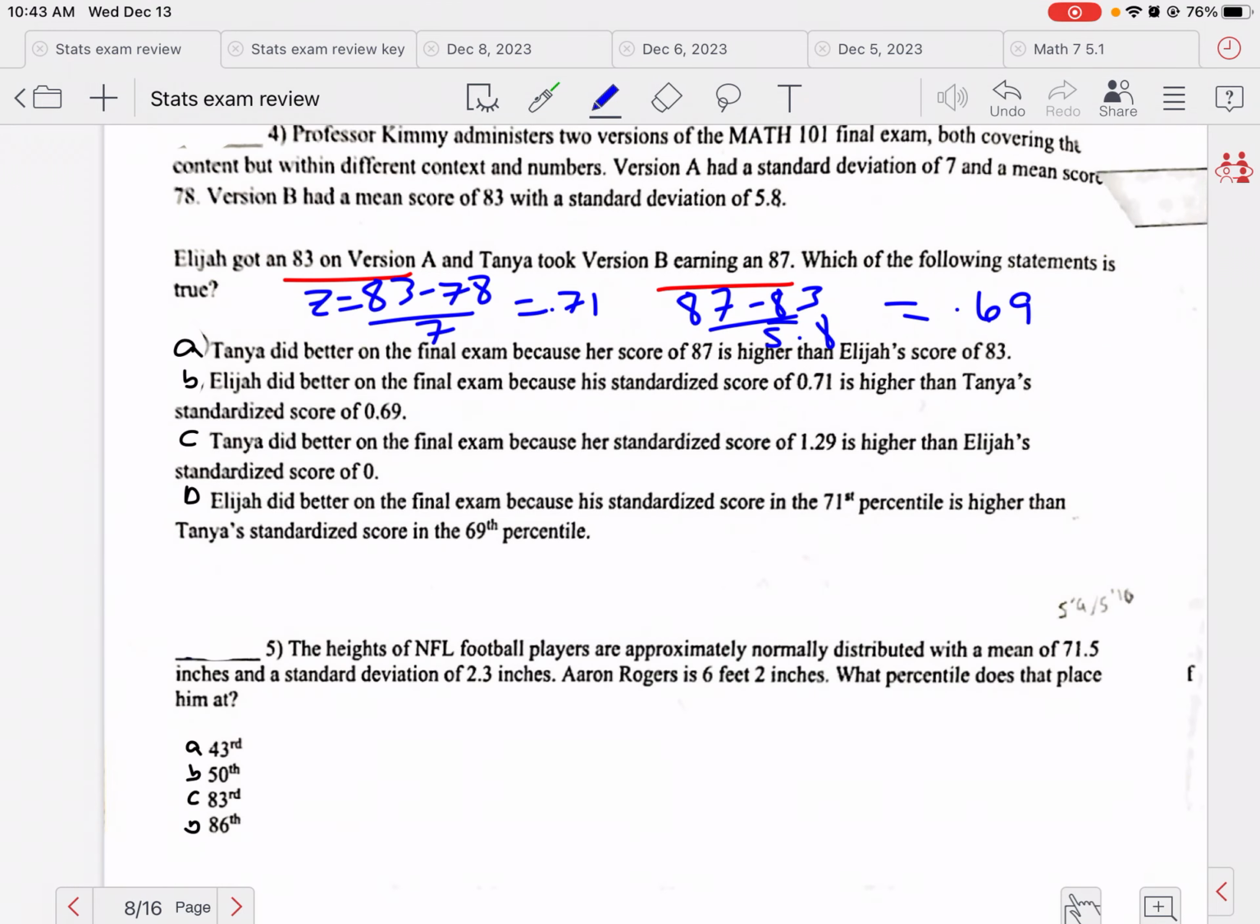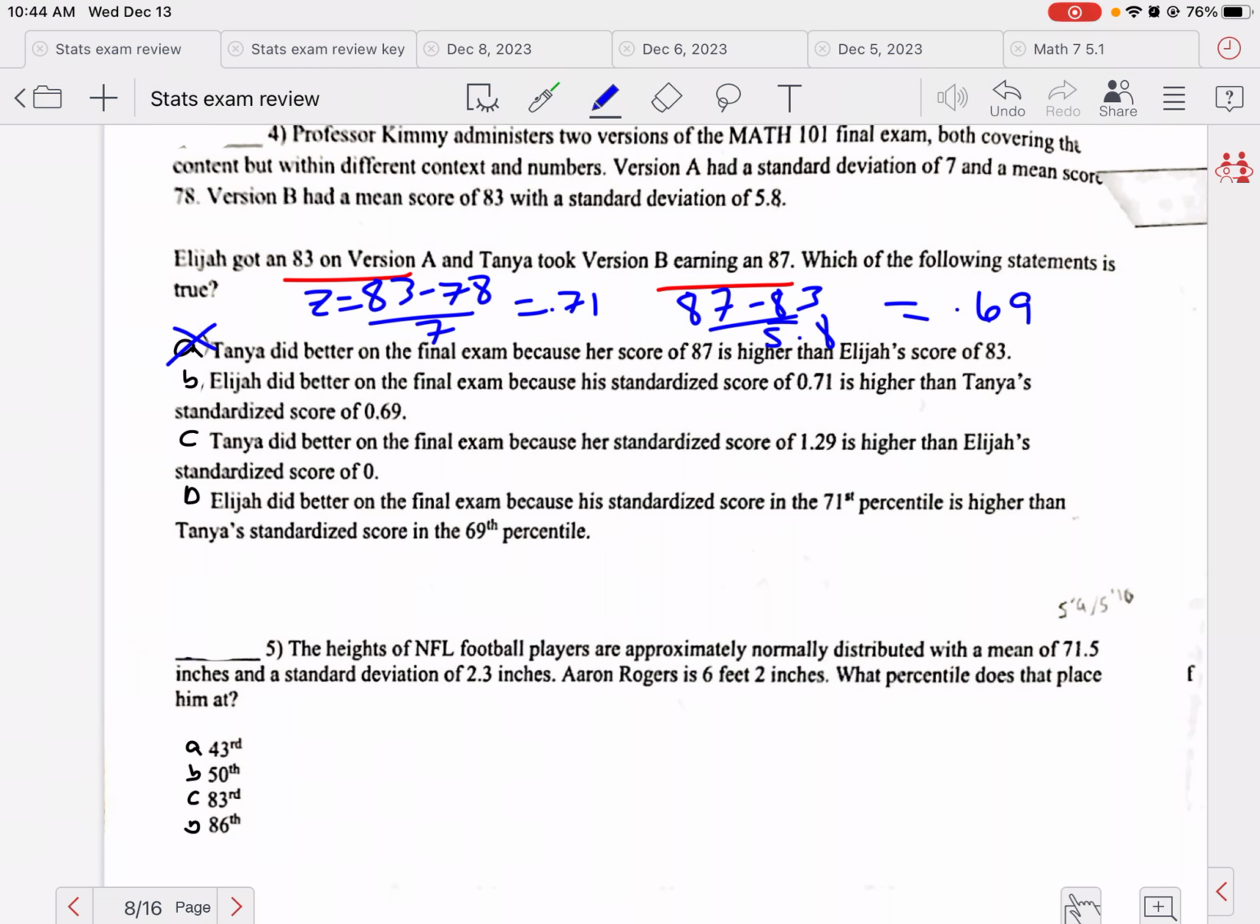Okay, so Tanya did better on her final exam because her score of 87 is higher than Elijah's score of 83. We cannot say that for sure. Okay, in fact, Elijah did better because he's at 0.71. Elijah did better on the final because the standardized score of 0.71 is higher than Tanya's score. I would agree with that.